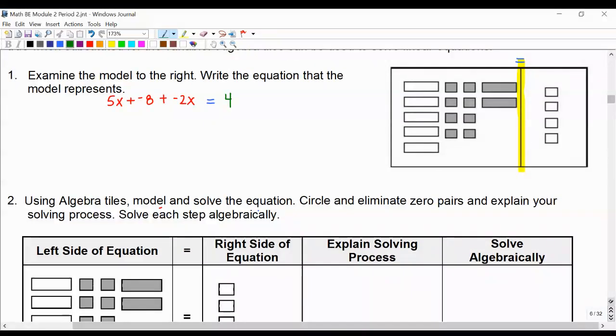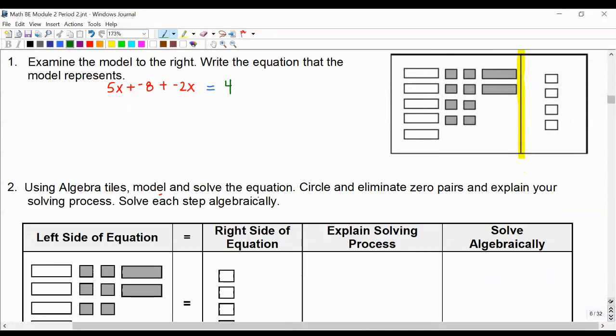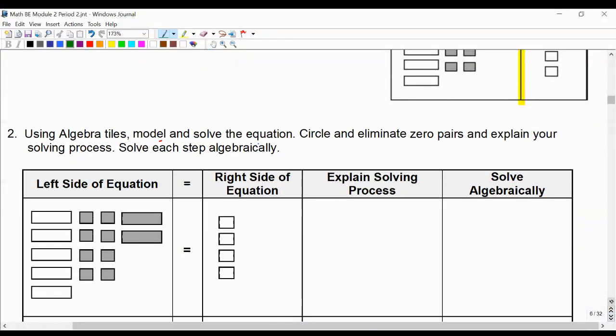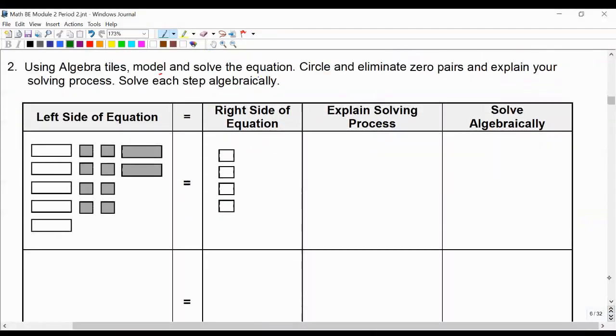Then on number 2, still the same problem, we're going to use tiles and we're going to model and solve the equation. We're going to eliminate zero pairs. We don't necessarily need to circle them. We're going to explain what we did, and then we're also going to start to practice doing this without algebra tiles. All right. We're going to start first with the algebra tiles, though. So here is, they redrew this for us. There's even the equal sign we talked about.